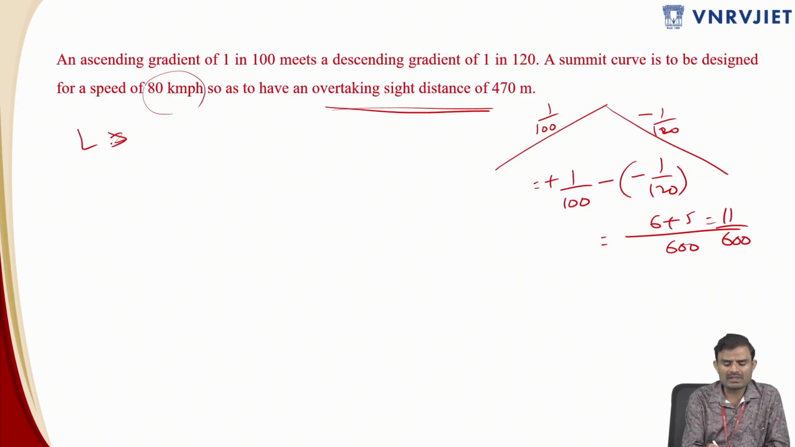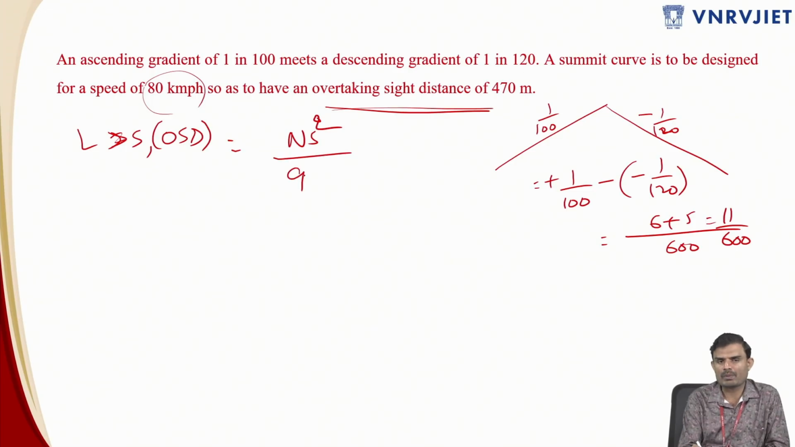We know the formula for assuming that L greater than S in terms of the OSD condition. We have the formula for the first case, which is nothing but NS square divided by 8H, which is nothing but 8 into 1.2 meters, the height of the driver. So NS square divided by 9.6. So N is nothing but 11 divided by 600 into S, which is the overtaking sight distance. Here the value of overtaking sight distance is given.